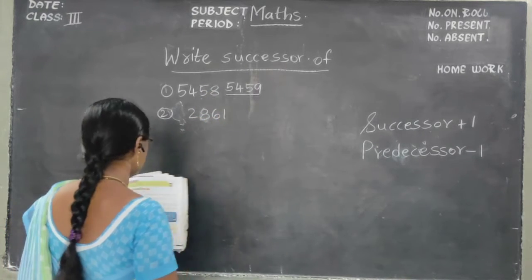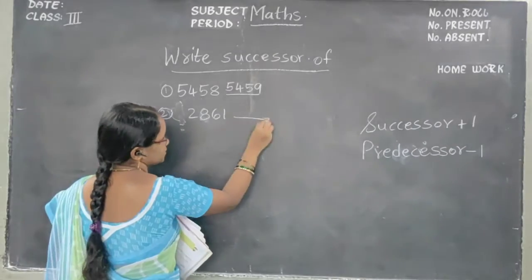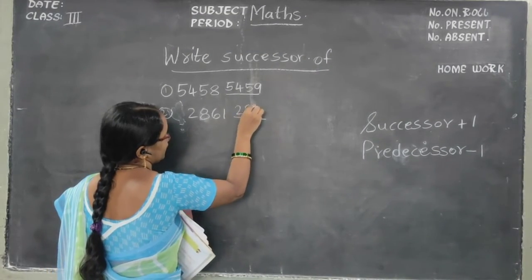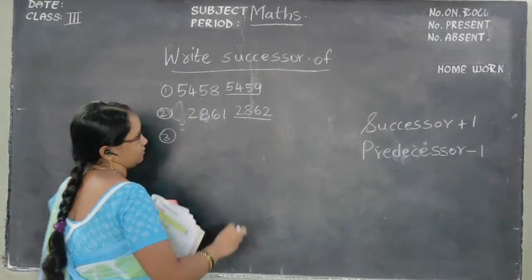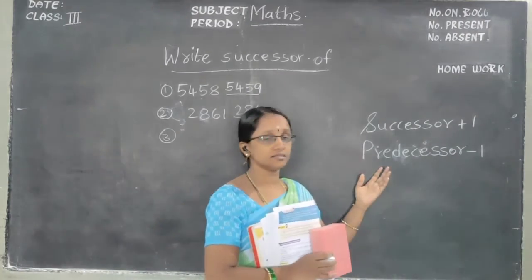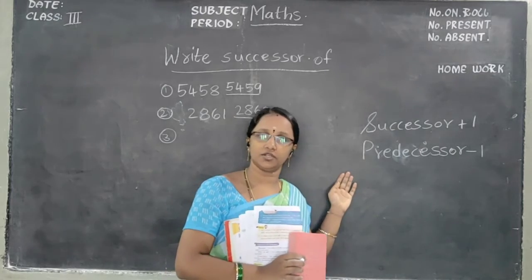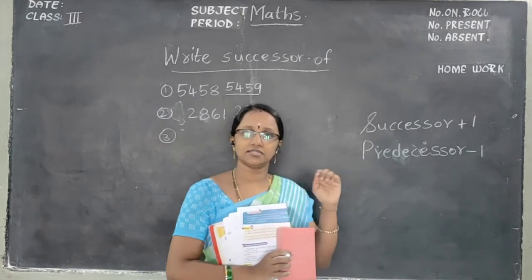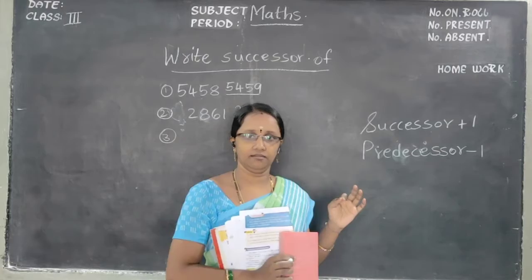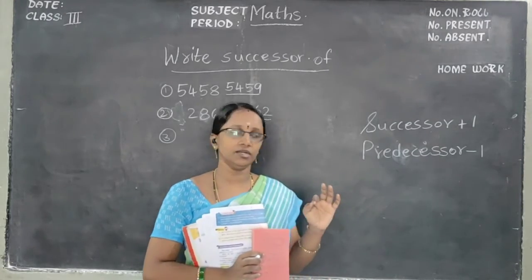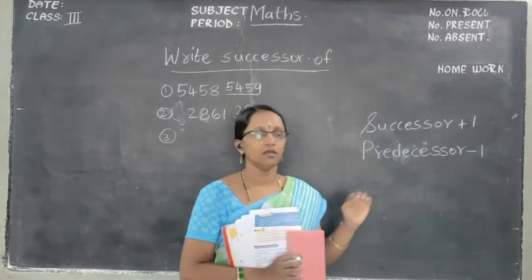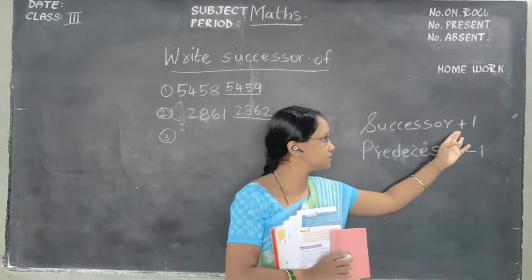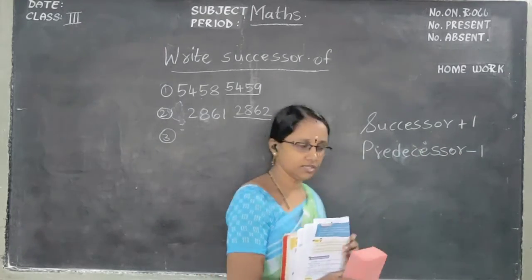2861. So plus 1 you will do, 2862. Also you can say plus 1, and also you can say after and before numbers. It is just for our reminding only. Successor means after, predecessor means before. Otherwise you can remember like that also. Plus 1, minus 1. Okay children.